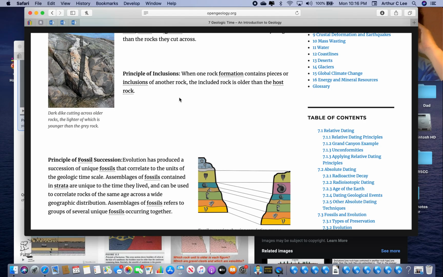We were on Chapter 7, talking about the principles of relative dating.